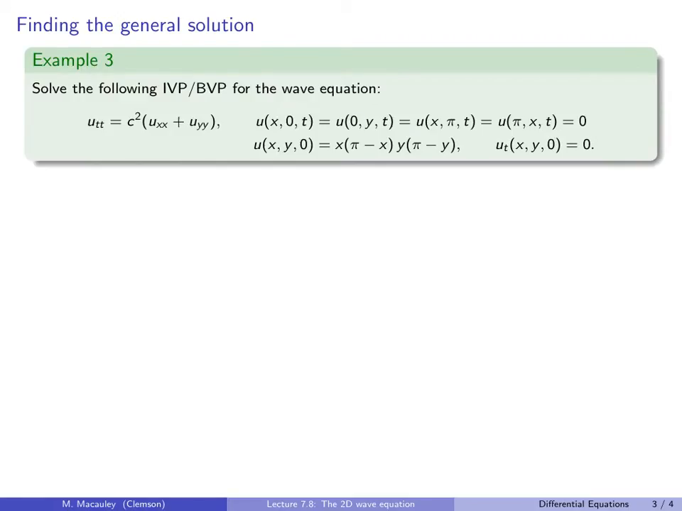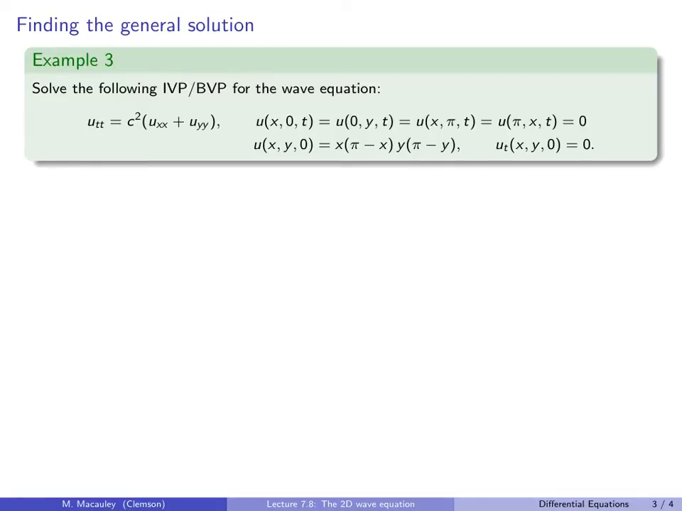Okay, so let's do an example. Let's solve the following initial and boundary value problem for the wave equation. So here's the wave equation. The 4 boundary conditions are 0. And then this is an initial condition, and the initial displacement is given by this, and the initial velocity is given by 0. Okay, so let's actually sketch what this looks like.